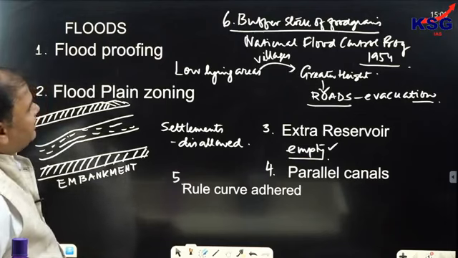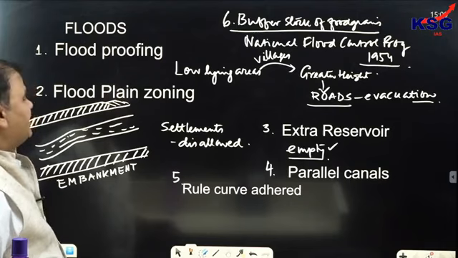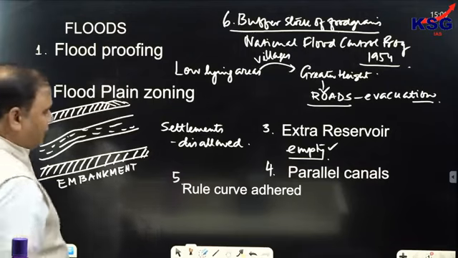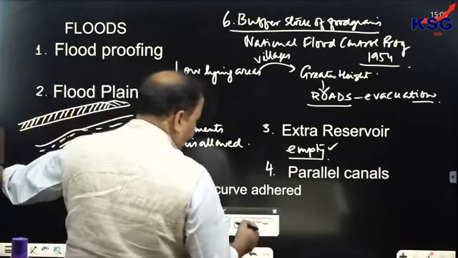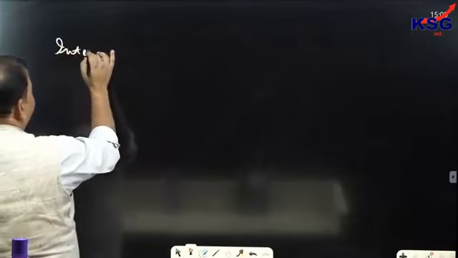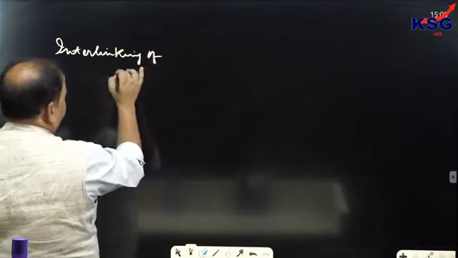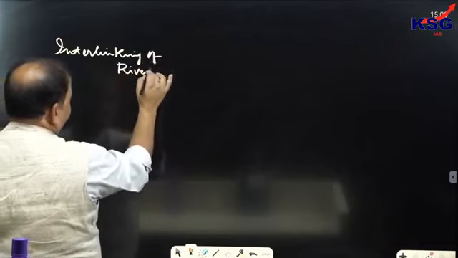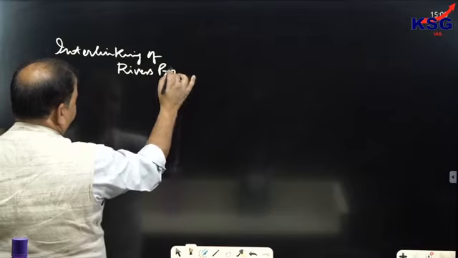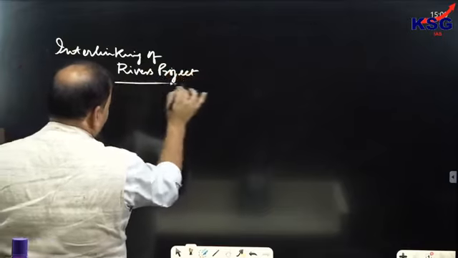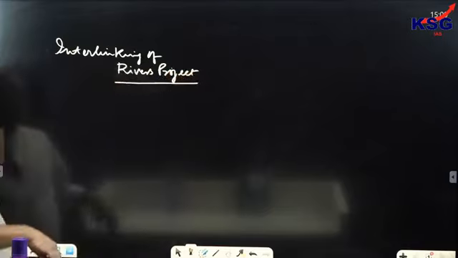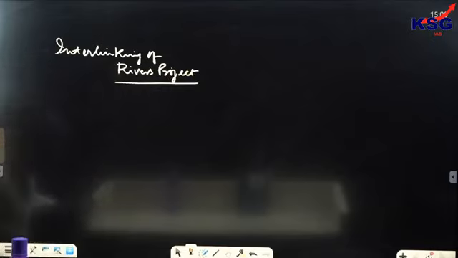So all these measures, and do remember that the interlinking of rivers project is a measure for both flood and drought management. Write down, interlinking of rivers project can also be established for this purpose.